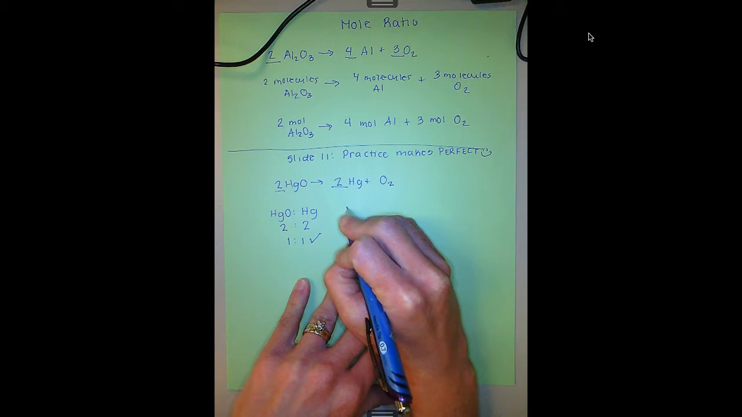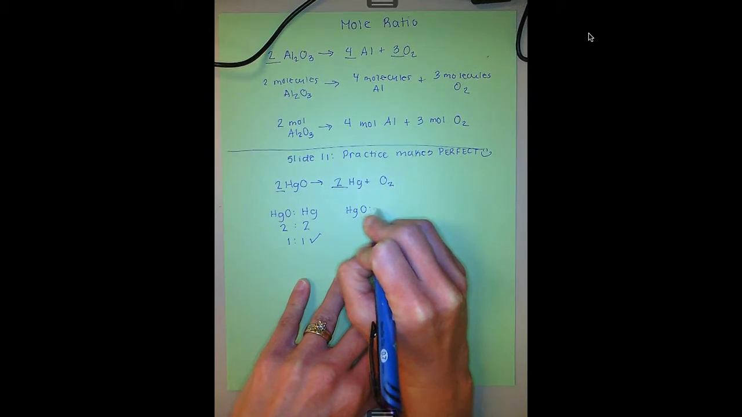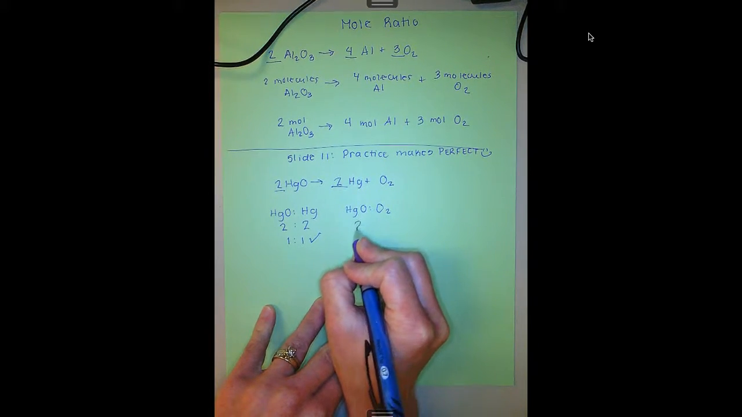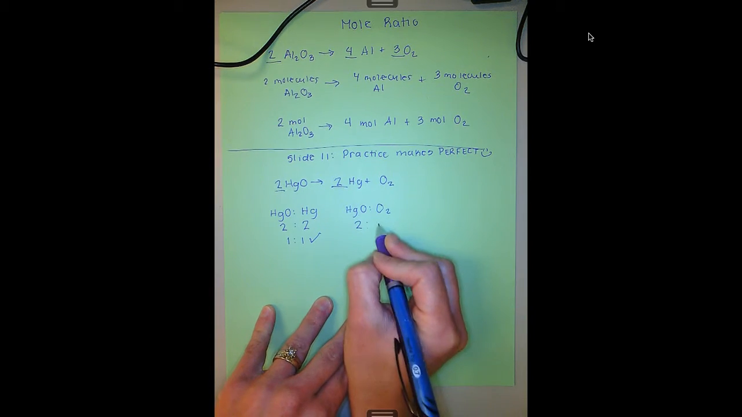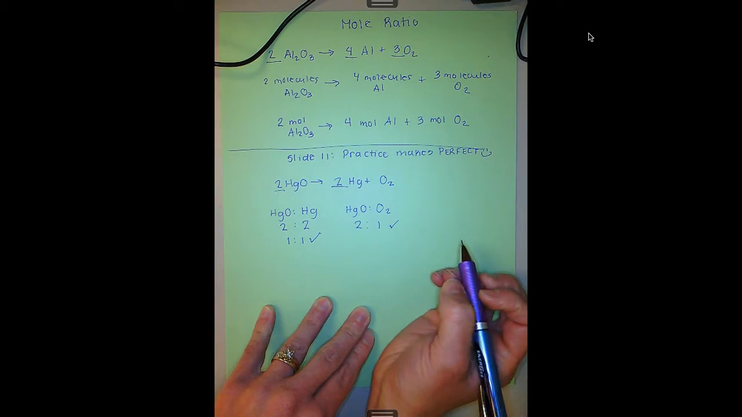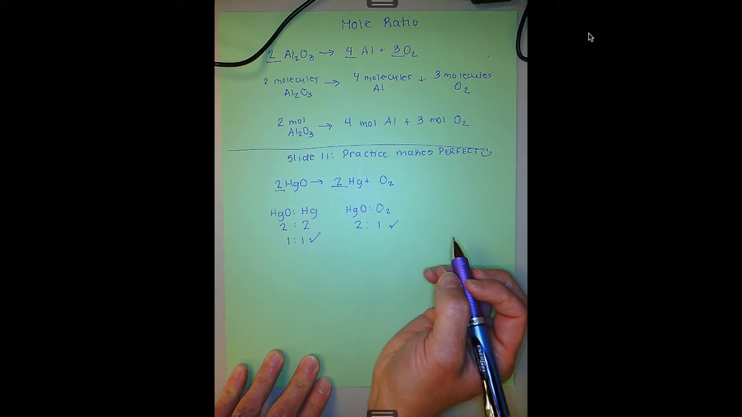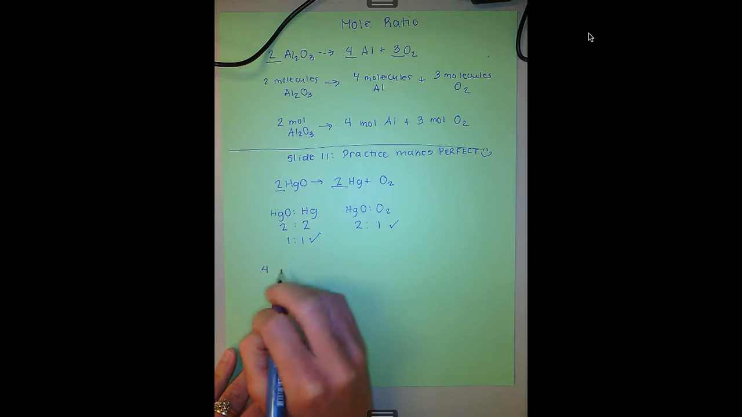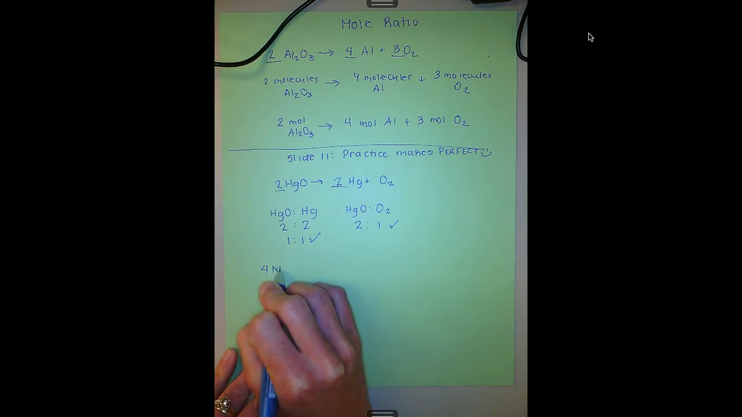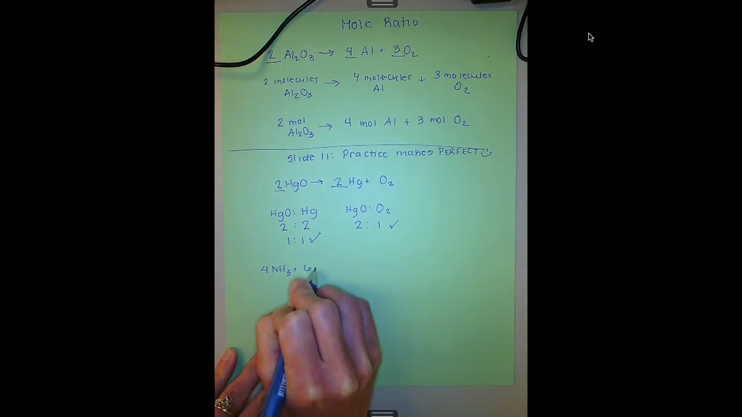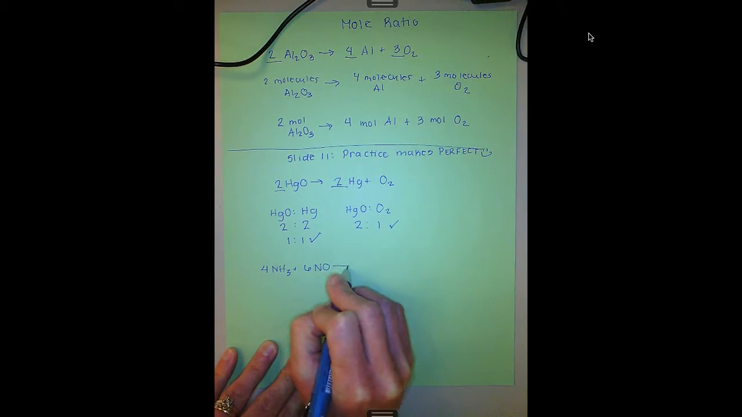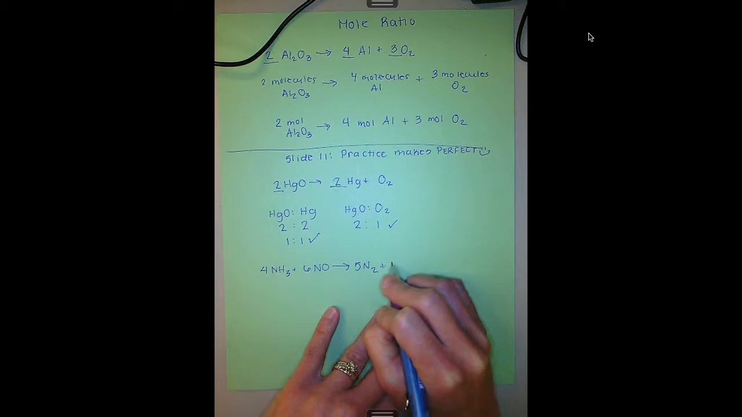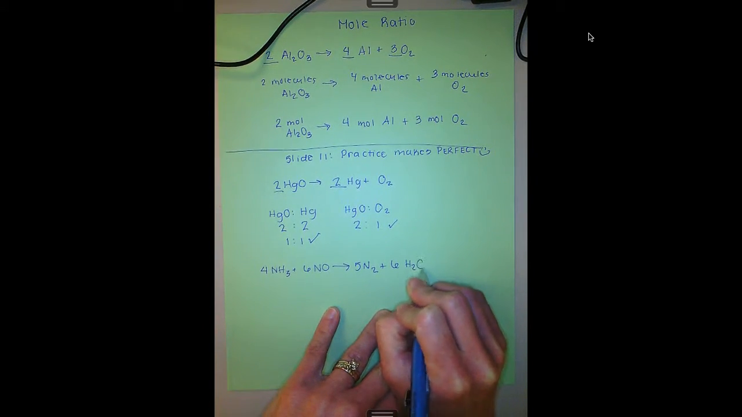If I asked you for the ratio of mercury oxide to oxygen, again, look at the coefficient in front of the mercury oxide is a 2. Look at the coefficient in front of the oxygen is a 1. So that's my mole ratio for mercury oxide to oxygen. The next equation that you see there on the slide is 4 moles of NH3 plus 6 moles of nitrogen monoxide produces 5 moles of nitrogen plus 6 moles of H2O or water.